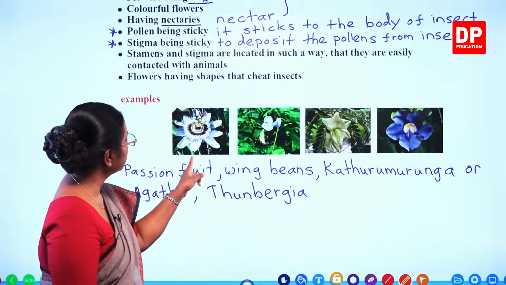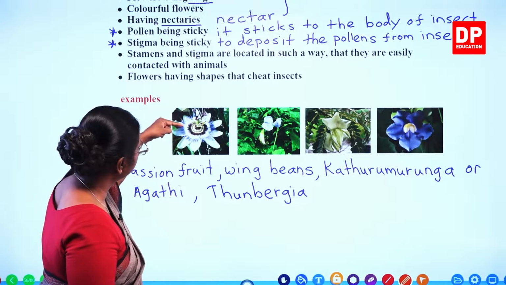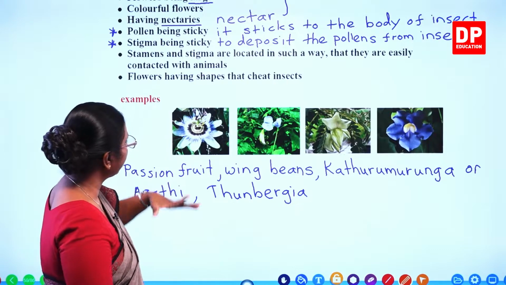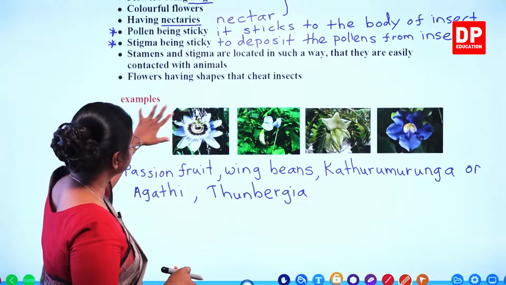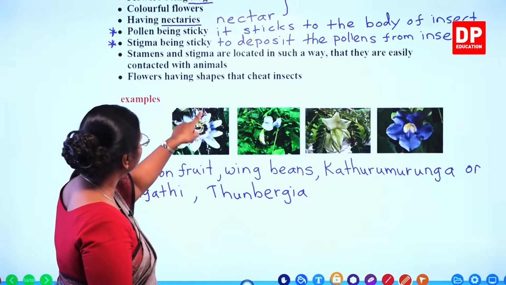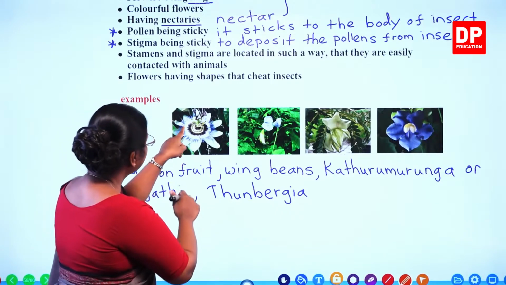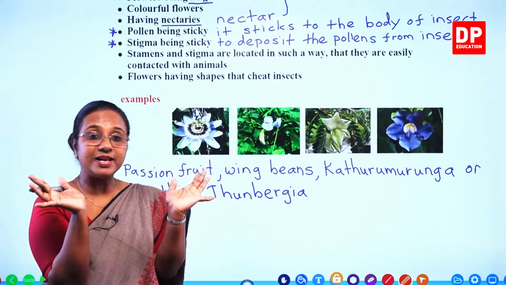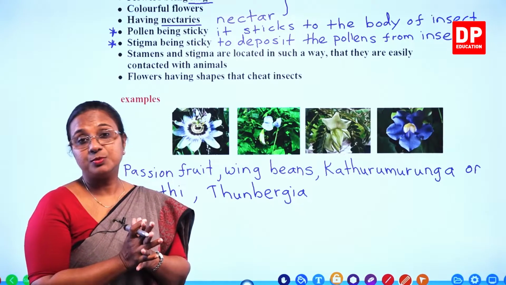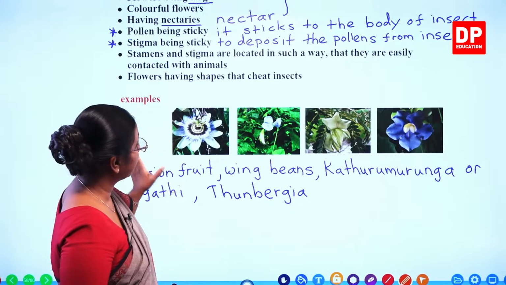So, this is passion fruit. You can see the colors. You can see dark purple, white, light purple, again white. The shape of the flower, it's large and open, so the insect can sit here. Here you can see the stigma, it's exposed to the insect. And here on the sides you can see, students, the stamens are also widespread. So, they are also exposed to the insects. So, that again are the adaptations.